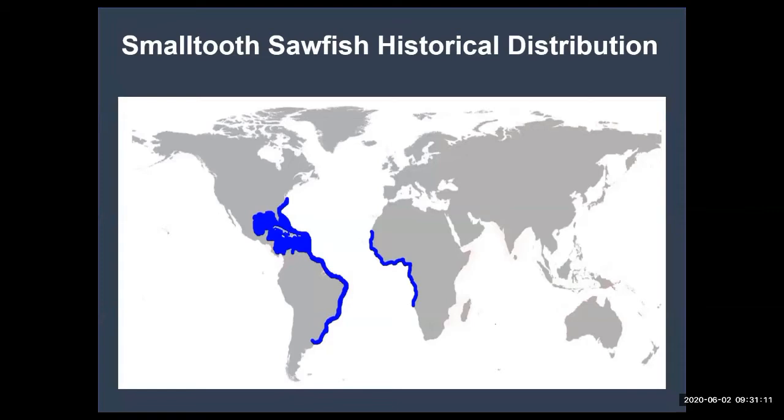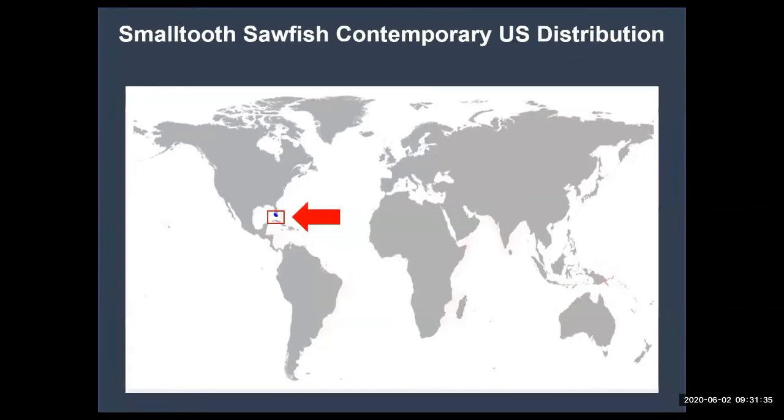Okay, so the historical distribution can be found on the map below. It's everywhere highlighted in royal blue. This consists of the warm waters of the Atlantic and the Gulf of Mexico. Unfortunately, by the 1980s, the smalltooth sawfish experienced a population crash, and they lost about 90% of their home range. Next slide, please. So currently, they can be found boxed off, with that big red arrow pointing to Southwest Florida and the Bahamas. Next slide, please.